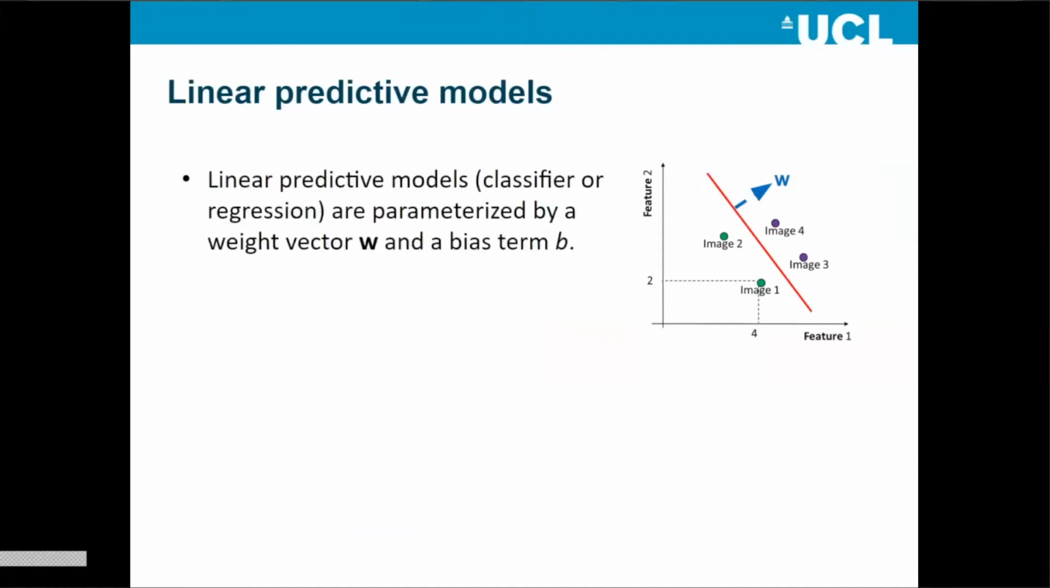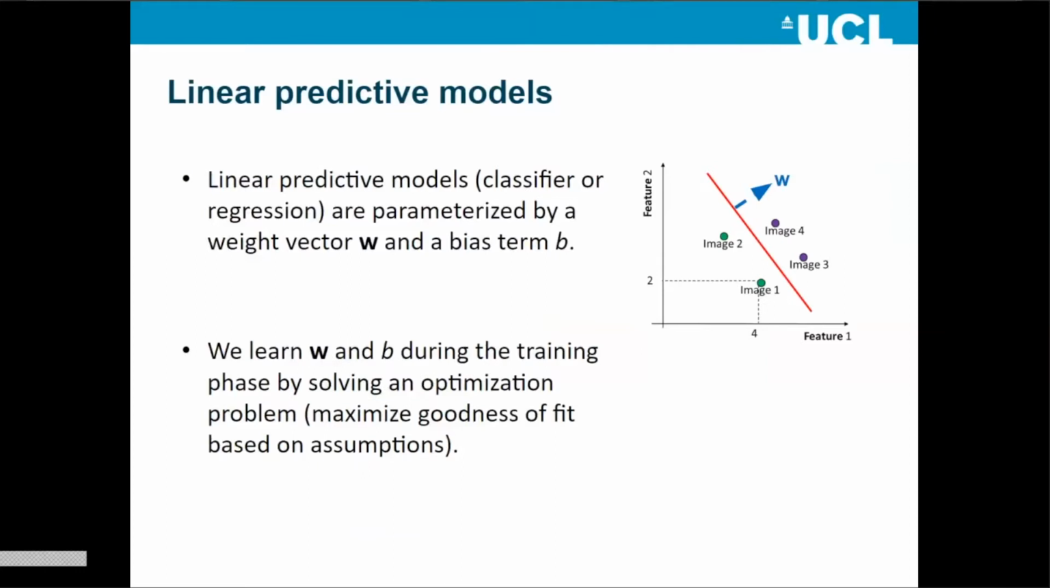And we find that weight vector by solving an optimization problem, and we maximize the goodness of fit based on assumptions. And assumptions is the key word here, and we're going to cover that quite in depth. And we can use either primal or dual techniques. It doesn't matter as long as they're linear, because we can always look at the weight vector in the feature space.